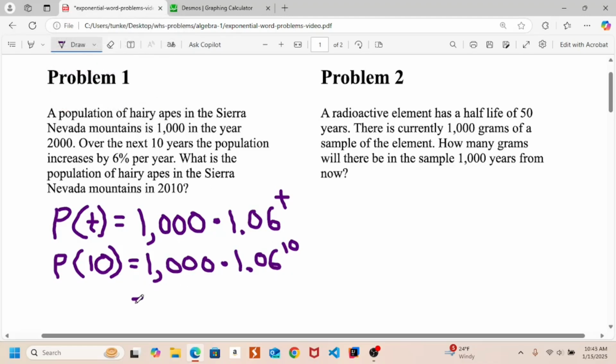So we'll do it to the nearest hairy ape, 1,791. You know what, we can write approximately. So approximately 1,791 hairy apes.